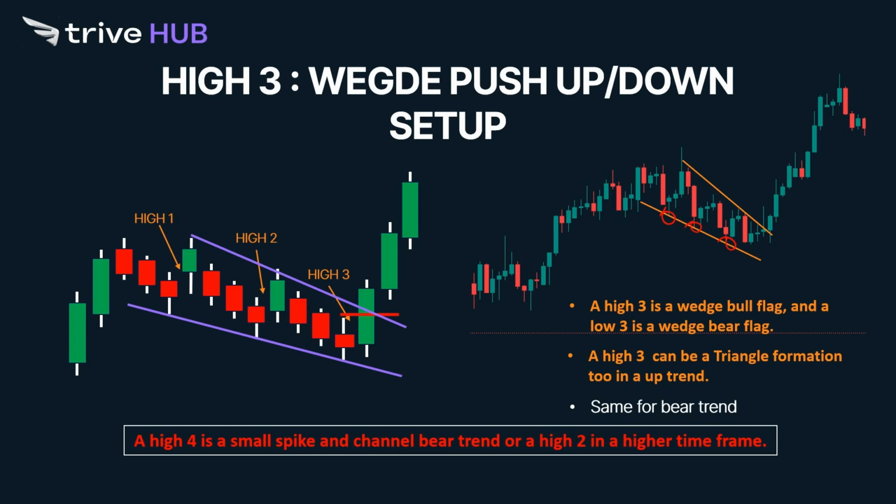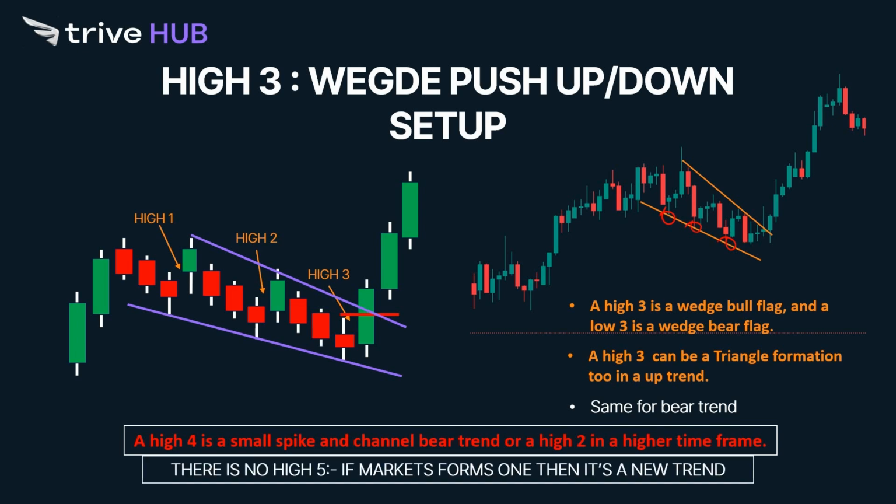All right, and we may still get some bullish movement from a high 4 structure, but that is not compulsorily true. We might or might not get a spike from a bear channel. It might continue its down move and form high 4, high 5, high 6. We do not need to count after high 3, I think, because that is a different structure going on in that particular chart. That is a bear trend or a bull trend itself. Okay, and there is no high 5. If the market forms one, then it's a new trend.